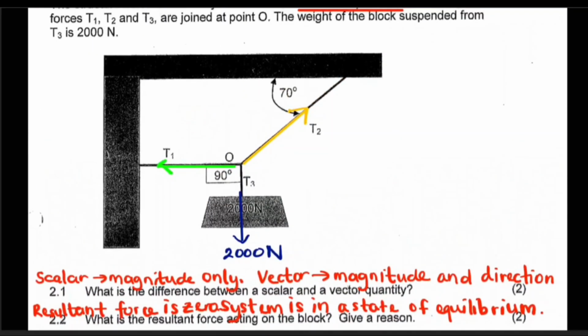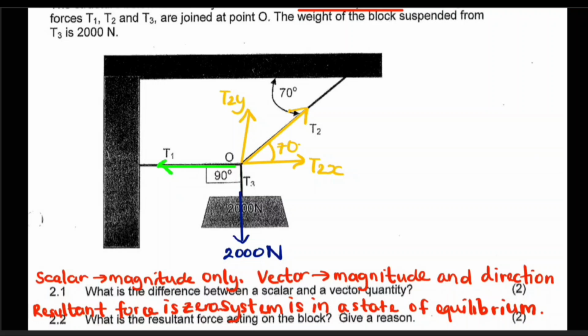Now going up to the diagram, I just want to start off by breaking up T2 into components since that is acting at an angle. So for components of T2, we would have T2y acting up and T2x acting to the right. And the angle that we're using here is 70 degrees. Now we need to work in both directions. We need to work horizontally using F net x, and we also need to work vertically using F net y. I'm going to start off by working in the y direction.